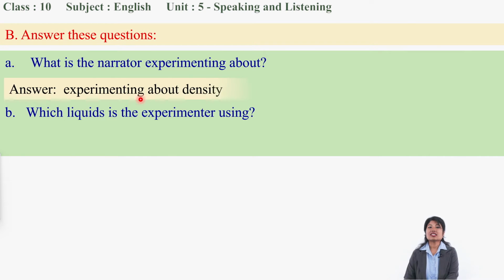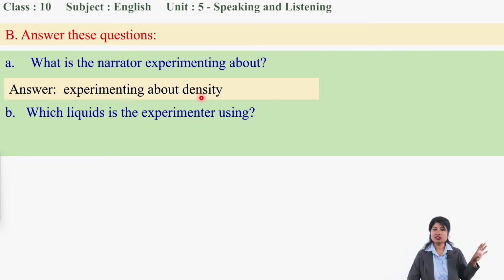Yes, the experiment is about density. What we were discussing before the listening about the picture, the quality, maybe the quality of the solution, this is because of density. Okay, because of density, the different layers were there in the glass. B. Which liquids is the experimenter using? Which liquids were there? He was talking about different liquids. So what were the liquids?